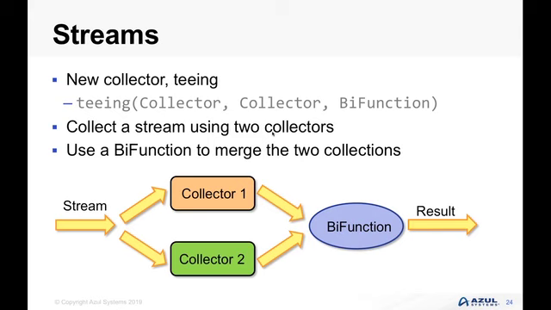We take the input stream, and the input stream is duplicated so that the same set of values is passed to both collector 1 and collector 2 that are specified as parameters to the collector. The results of those collectors are then passed as parameters to our BiFunction. The BiFunction takes 2 input values and returns a result. So the result of the BiFunction is what is actually generated as the collection at the end.